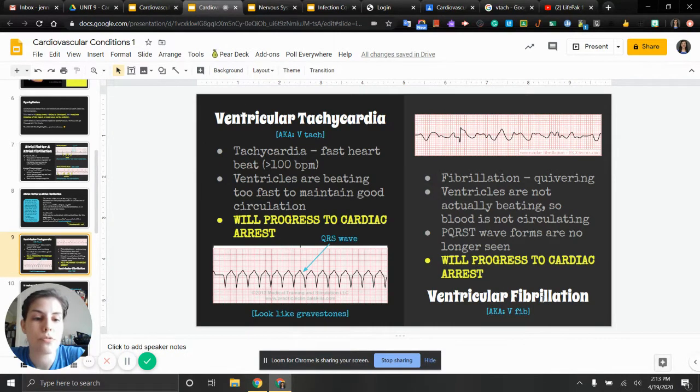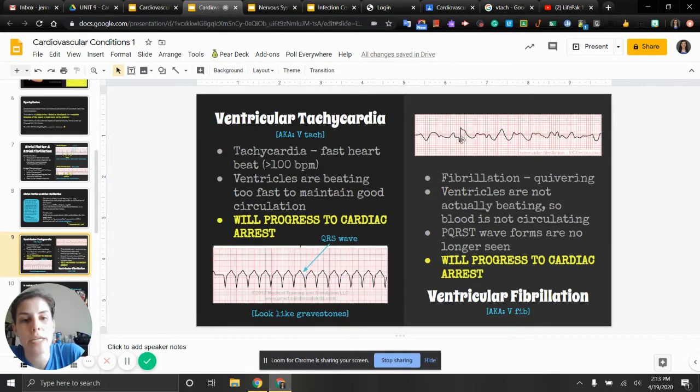Okay, ventricular fibrillation, also called VFib, looks like chaos, and that's basically what's going on. So again, fibrillation, meaning that it's just wiggling or quivering. So they're not actually beating. So we're not having a good beat of the bottom part of the heart. It's just sort of moving, which means we're not getting any blood flow out from the heart. Okay, so again, this will progress to cardiac arrest.